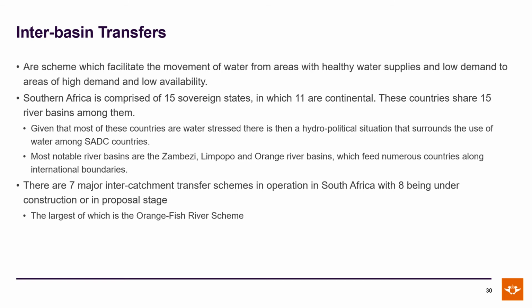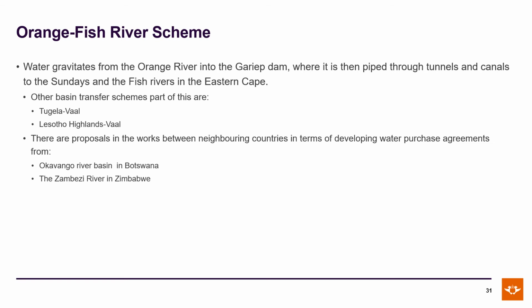There are 7 major intercatchment transfer schemes in operation in South Africa, with an additional 8 either under construction or still within the proposal stage. The largest of which, and will be discussed, is the Orange Fish River Scheme. So water gravitates from the Orange River into the Gariep Dam, where it is then piped through tunnels and canals to the Sundays and Fish rivers in the Eastern Cape.